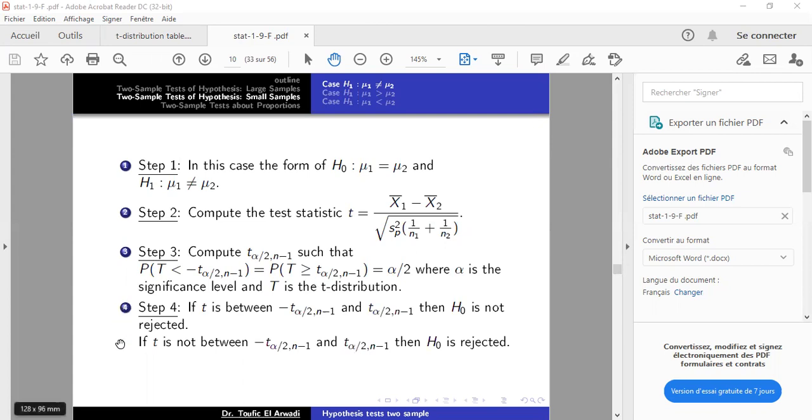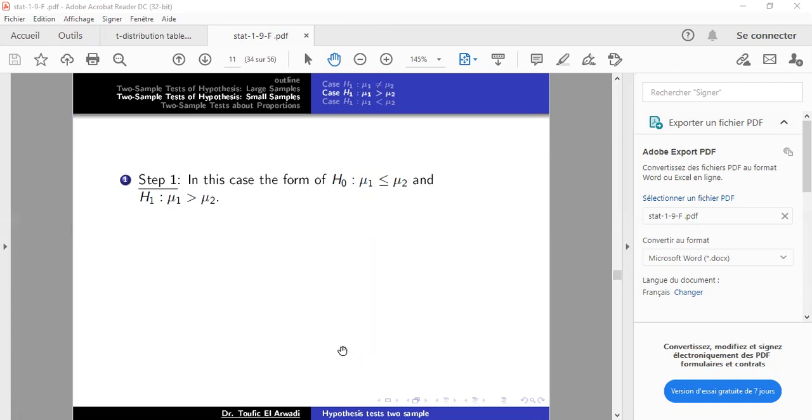Then the last step, step 4, we take the decision: if T, the test statistic, is between minus T alpha over 2 and T alpha over 2, then H0 is not rejected. However, if T is not between minus T alpha over 2 and T alpha over 2, H0 is rejected. That is, if small t is less than minus T alpha over 2 or small t is greater than T alpha over 2, H0 will be rejected.